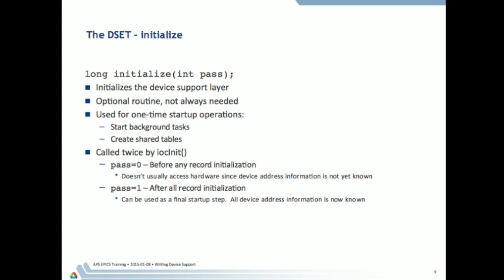Pass 0 happens before any record initialization has happened. We don't know any address information, so we can't do anything at this point. But in pass 1, this has happened after all the record initialization has gone, so we've actually called the init record routines, which we'll come to in a moment, already. So this can be a final, okay, I know all the hardware I'm talking to, now I tell my thing to actually go ahead and kick things off. You can use it as a final startup type routine for that. You do now know what all the devices are that you're talking to, at least at initialization time.